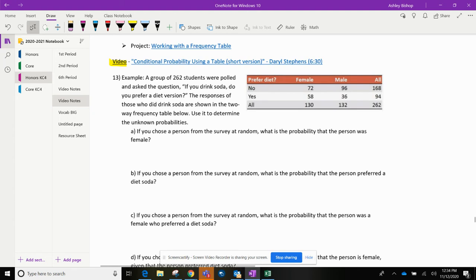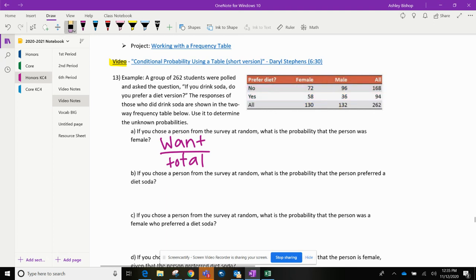So question A, if you chose a person from the survey at random, what is the probability that that person was a female? So right now, I just want to find out I want a female. I want to find how many of them were female out of my total number of people here. Okay, well, I don't know whether they prefer diet soda or not, so I'm not going to use that information. Again, really quickly, a way to read this table is the column, the two things that are up here, their information goes down. So this is the male and female numbers, and then the information on the side, that goes across. So the no numbers go across like that.